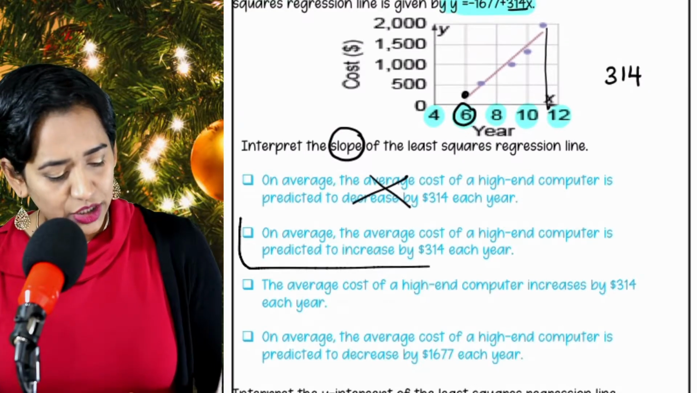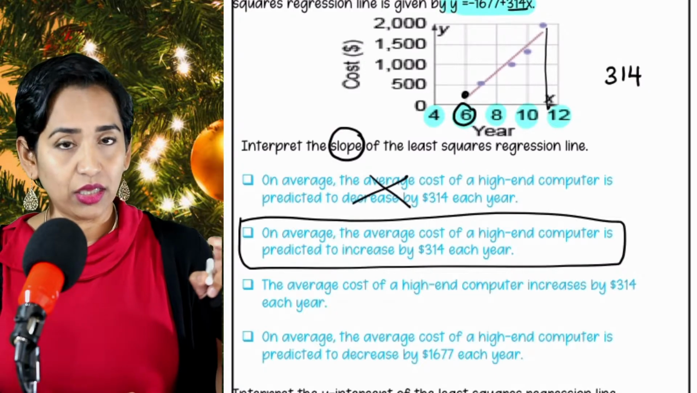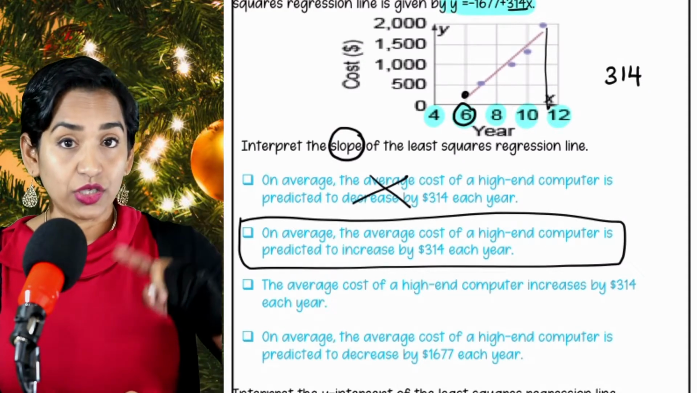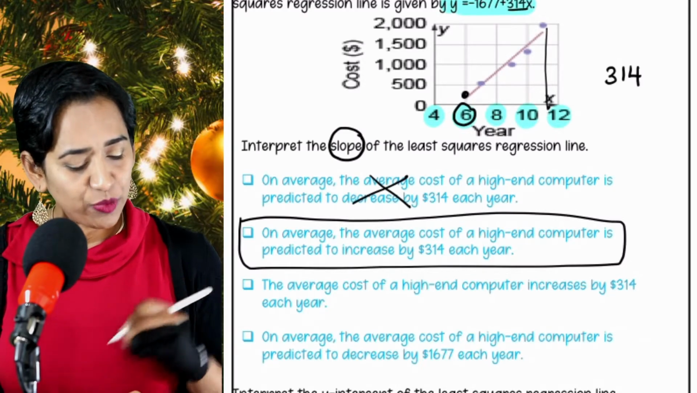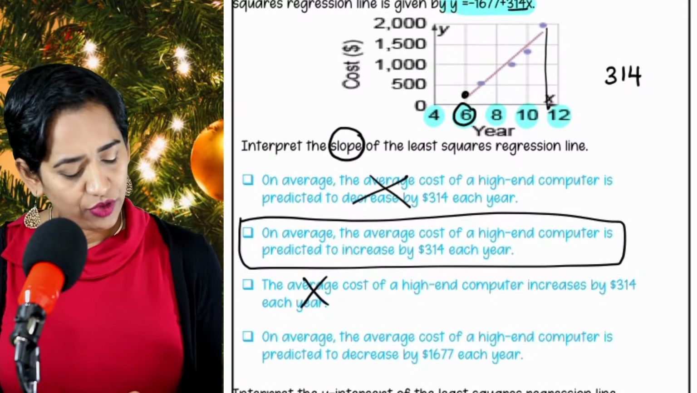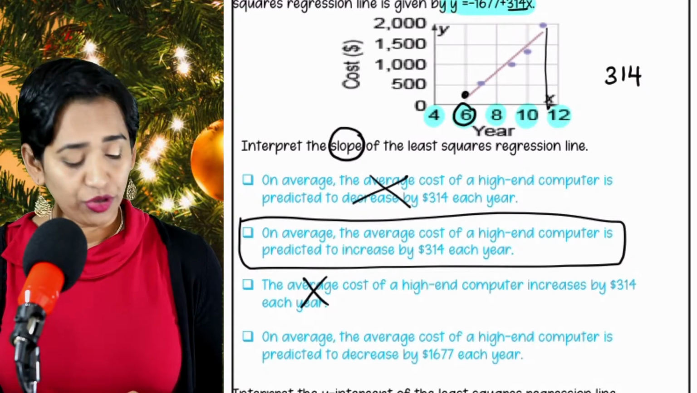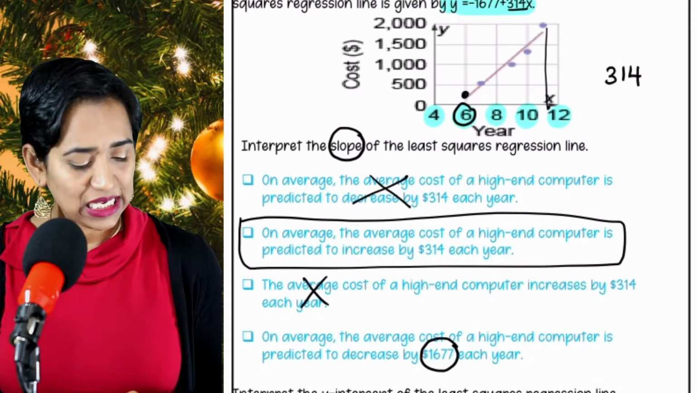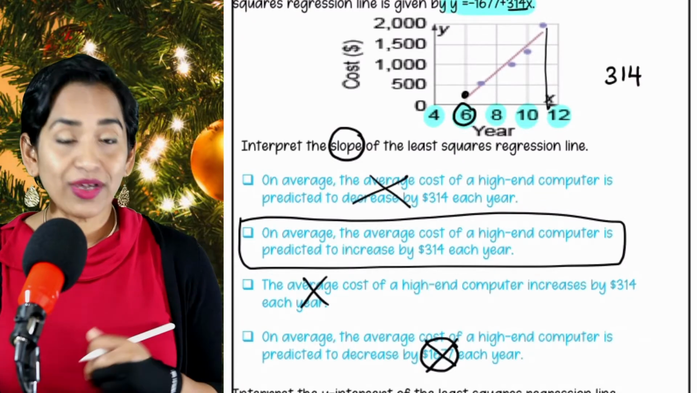Yes. So remember, the slope gives me the average, but this graph is the graph of average. So the slope gives me the average of the average. So that should be my correct answer. And it's not just one average. The average cost of high-end computer is 1677. No, that's not the slope at all. Now let's go ahead and see the next one.